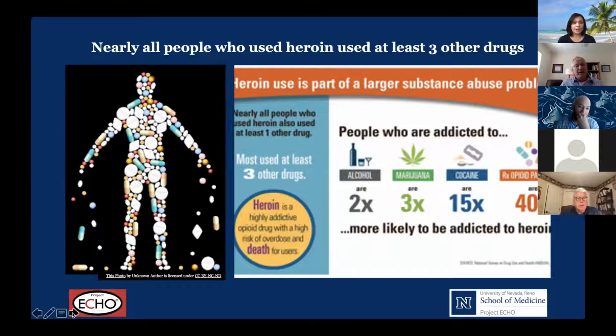This is another slide that shows how all of the other drugs come into this person's world or universe. Nearly all people who use heroin used at least 3 other drugs. So usually you have the usual suspects: alcohol, marijuana, cocaine is making a really big comeback. Now methamphetamine is really increasing in usage, especially with younger people. And we have our opioid painkillers. So next slide.